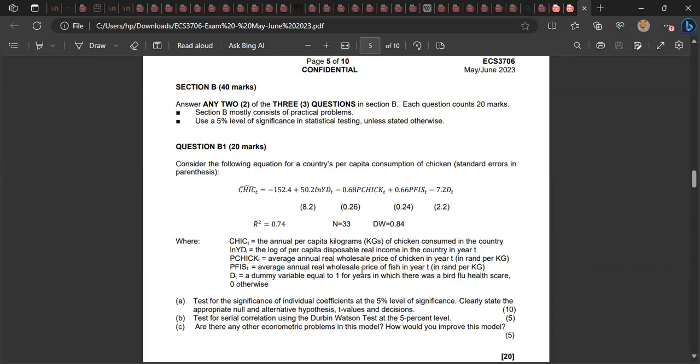And then the dummy variable there, which is equal to 1 for the years in which there was a bird flu health scare, and 0 otherwise. So it looks like this one is fine. It's negative, and I expect a negative relationship. If it's 1 when there was a bird flu, then it means that consumption is supposed to go down when there's a bird flu scare. No one would want to consume in those circumstances. So we'll therefore make it negative.